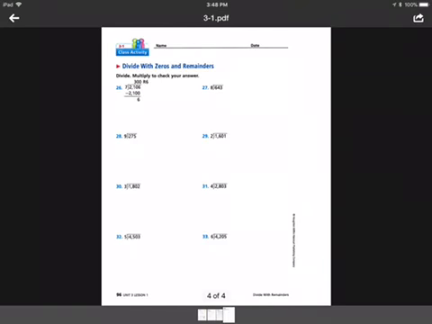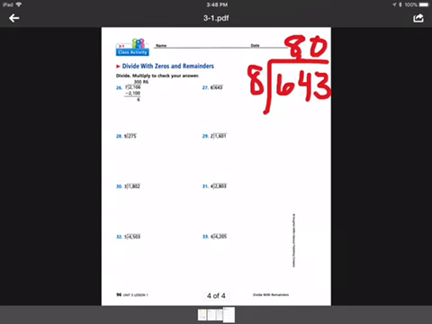So for number 27, I am going to be dividing 8 into 643. I know that 8 goes into 64 8 times. I'm going to go ahead and put a 0 on there, and I get 640. So there's a remainder of 3. So the answer for number 27 would be 80 with a remainder of 3.